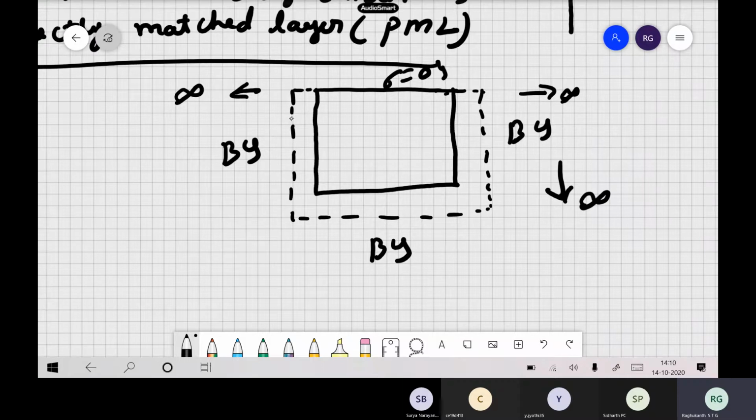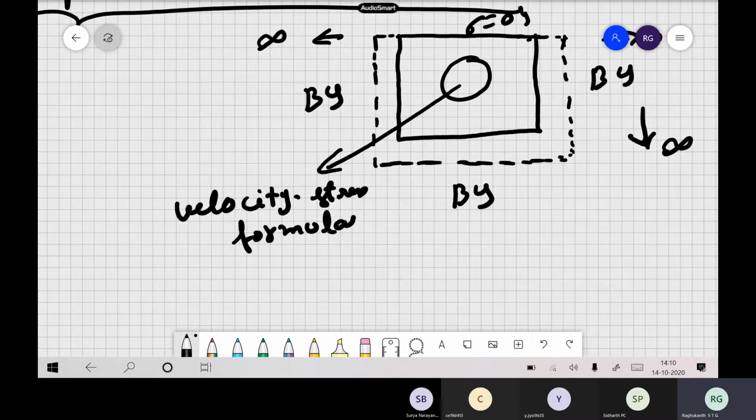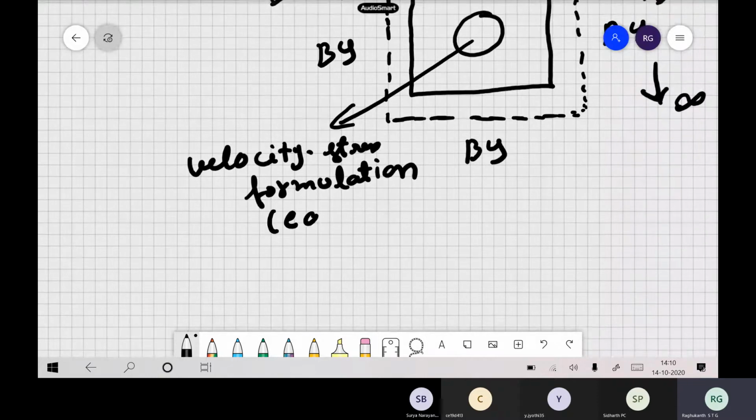So this is the region we model in our finite difference. In this area we have our equation of equilibrium, that is the velocity stress formulation. Last time we discussed all these equations in great detail. So in the velocity stress formulation, we have these equations also.